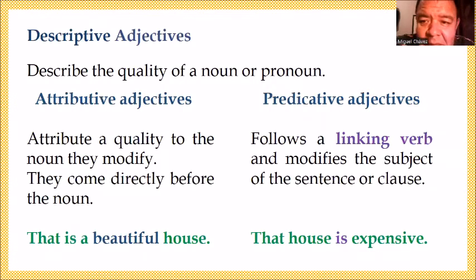And predicative adjectives follow a linking verb and modify the subject of the sentence or clause. Let's check the example. That house is expensive. Check that expensive, that is the adjective, is after the verb to be.